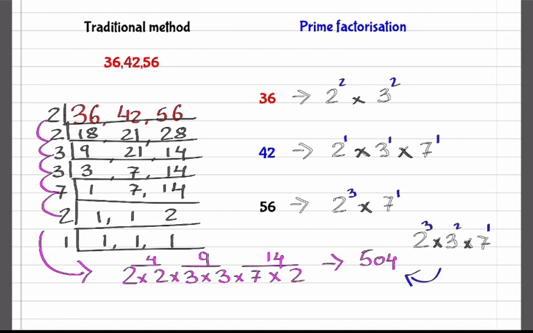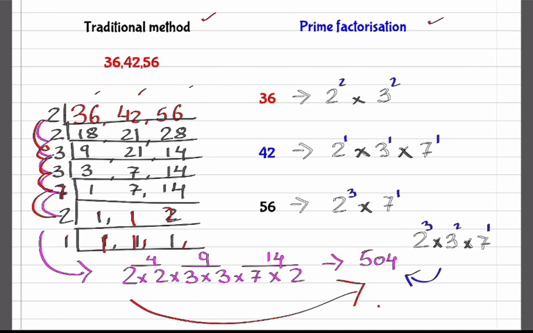Now there are two ways to find the LCM of any numbers given to you. One is the traditional method. Say 36, 42 and 56 are given. 2 18s are 36, 2 21s are 42, 2 28s are 56. 2 9s are 18, 2 14s are 28, then you are left with this. 3 3s are 9, 3 7s are 21, and 14 remains here. 3 1s are 3, 7 1s are 7, 7 2s are 14. In the end you are left with 1 1 1. You do this factorization till you are left with 1 1 1. Now just multiply all: 2 into 2 into 3 into 3 into 7 into 2. The answer comes out to be 504. So this is one traditional method.